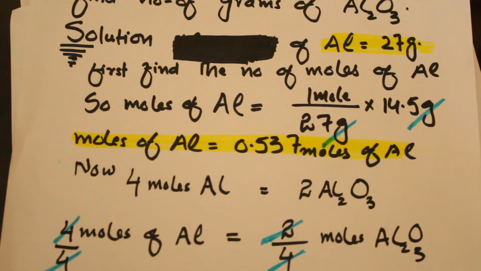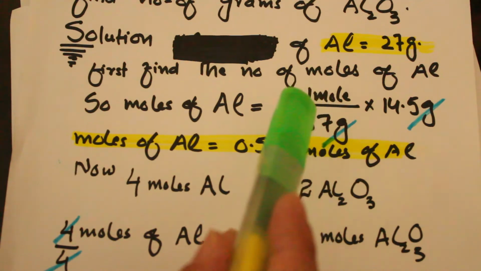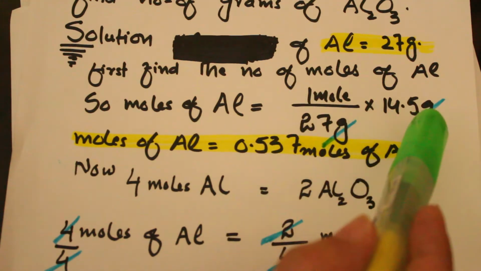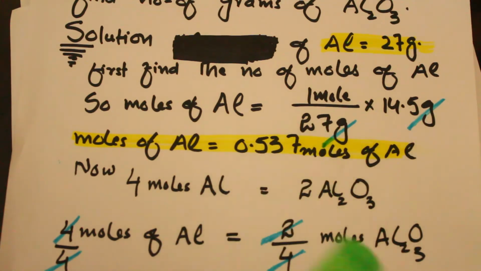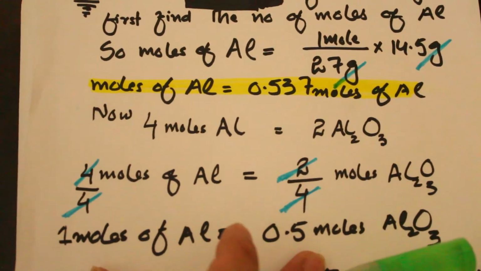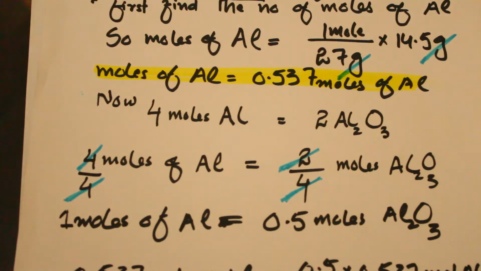Simply, you divide the given mass by its atomic mass and you get the number of moles. But here I have set up a conversion factor. So if 27 grams of aluminum is equal to 1 mole, then how many moles are contained in 14.5 grams of aluminum? When you divide 14.5 grams by 27, you get 0.537 moles of aluminum. So now we have converted the given mass of aluminum into moles.